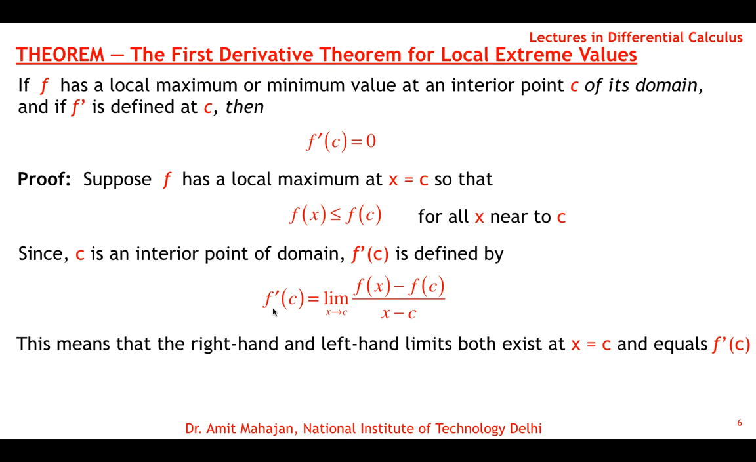Okay, and we know by definition that the derivative will exist if this limit exists, and by limit definition this limit exists if both the right hand and left hand limits exist, and it is equal to the derivative at c, because they are equal. Okay, so we'll now prove that the derivative cannot be positive, and then we'll prove that the derivative cannot be negative, and both immediately imply that the derivative must be 0.